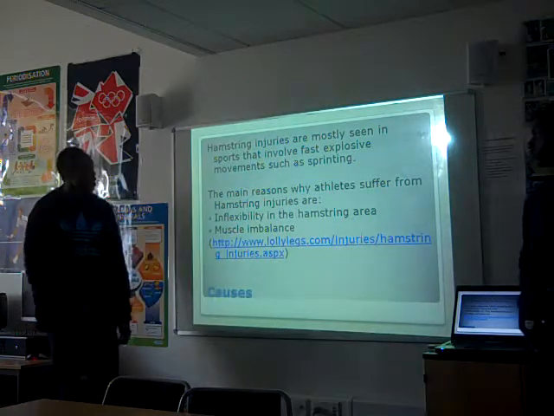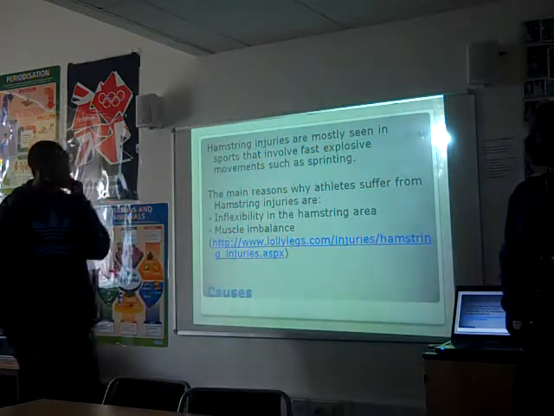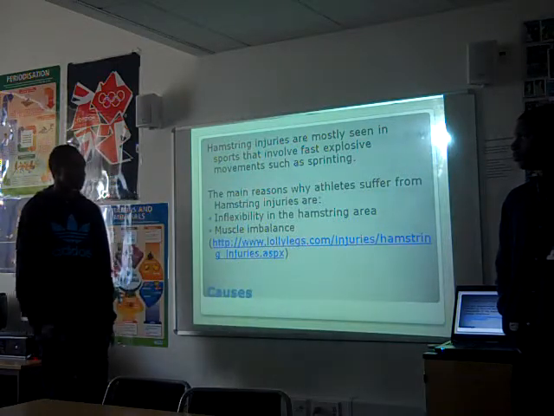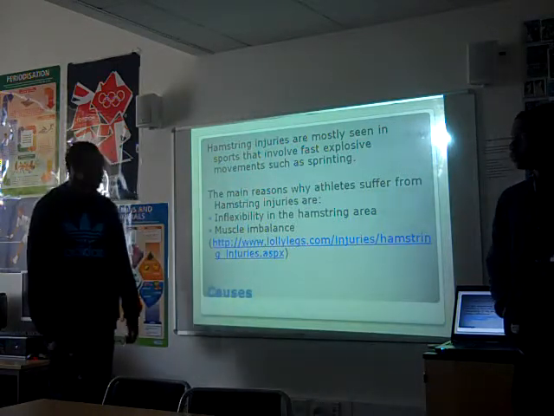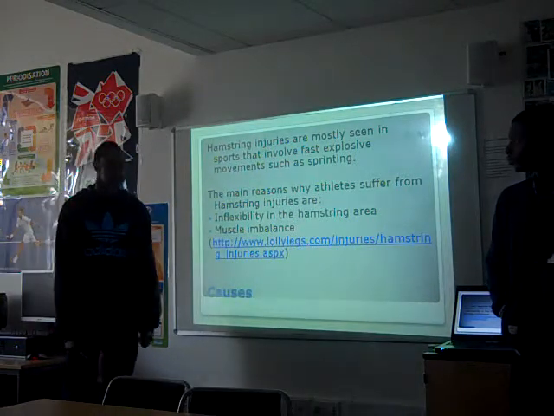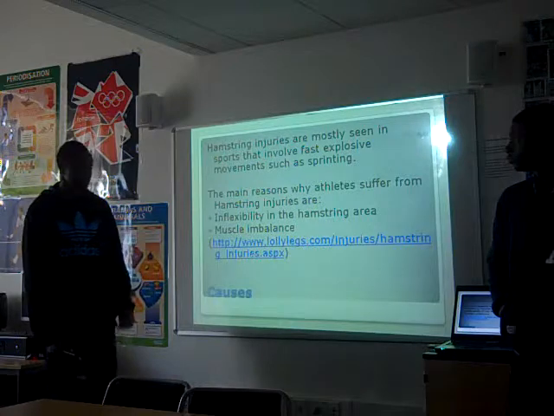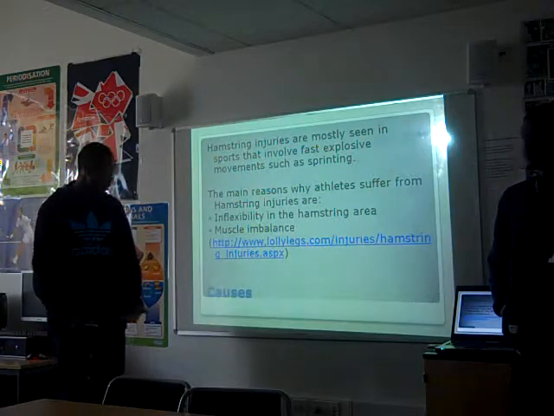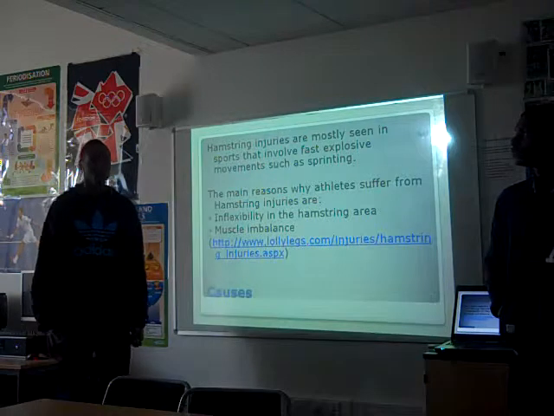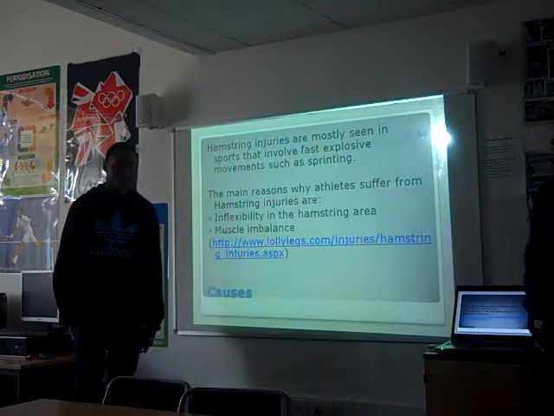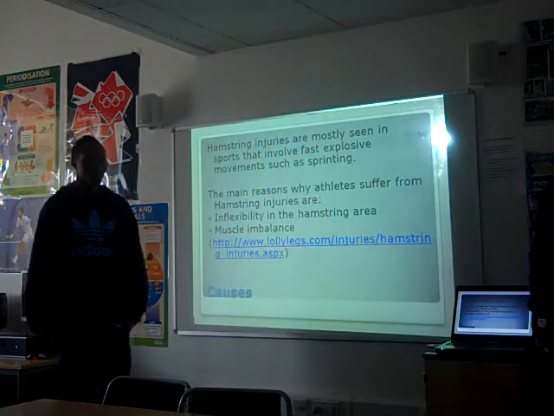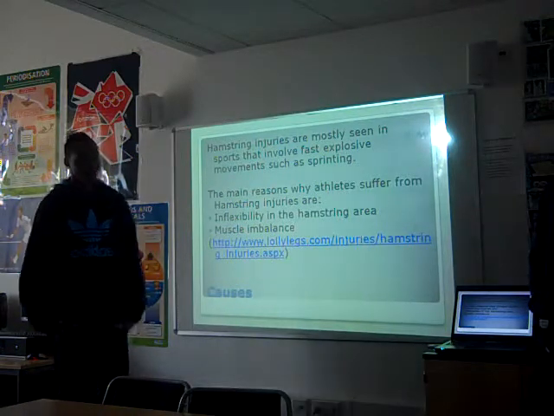The causes. Hamstring injuries are mostly seen in sports that involve high explosive movements. Like I said, the main reason athletes suffer from hamstring strains and tears is maybe they have a muscular imbalance in the back of their hamstrings. What I mean by that is the amount of muscle they have in their hamstrings won't be as much as they have in their quads, so it won't be as strong.